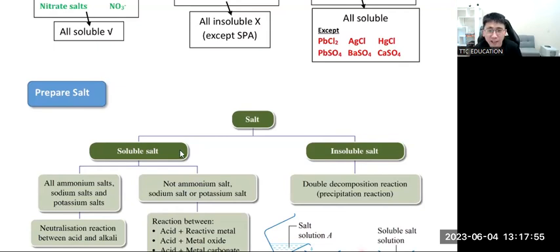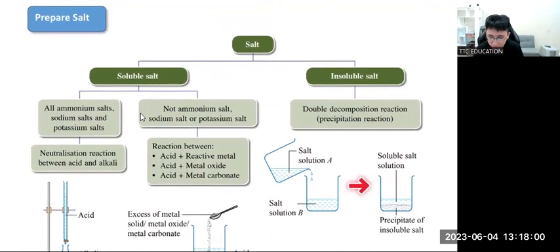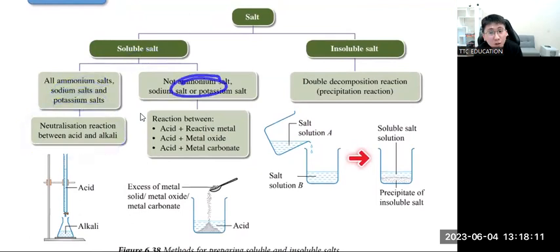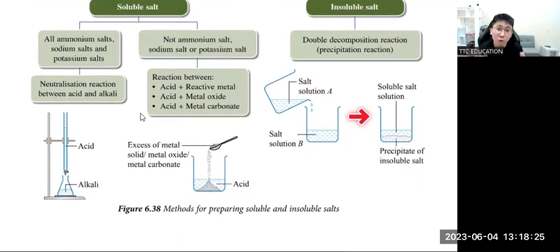Okay, so you see your soluble salt and then your insoluble salt. Soluble salt also has two methods. One is your ammonium salt, sodium salt, potassium salt, where we are going to use the neutralization method. Then if it's non-ammonium, non-sodium, non-potassium, we usually use the reaction between acid plus metal, acid plus metal oxide, acid plus metal carbonate. So soluble salt is also separated into two different methods to prepare it.